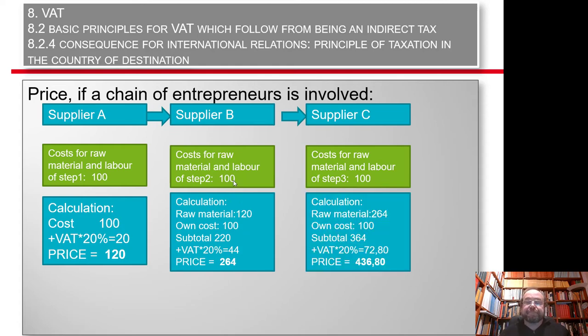Supplier C buys raw material from B. Now the calculation is: raw material costs 264. Own costs come on top, 100. So the net price must be 364 if we don't want to make a loss. 20% come on top, that would be 72.80, and supplier C so has to demand a price of 436.80 euro. This is the final price with which this supply chain will have to ask.